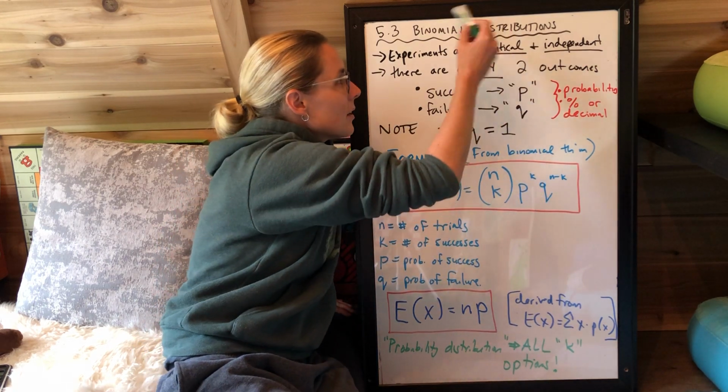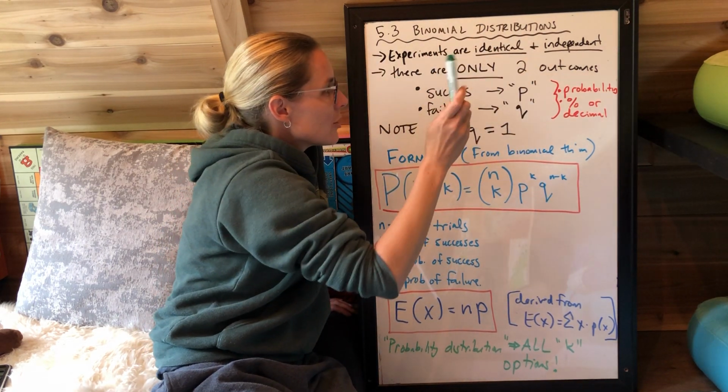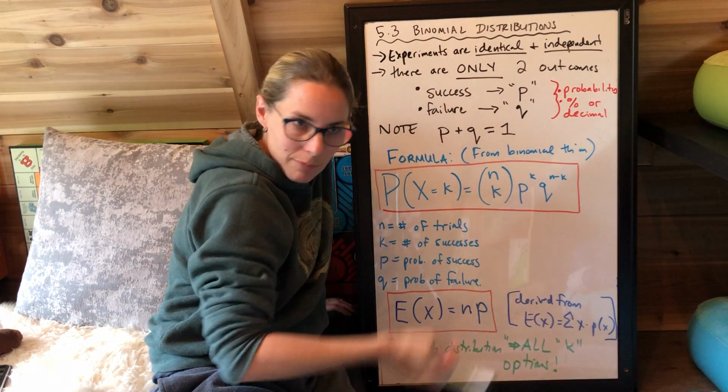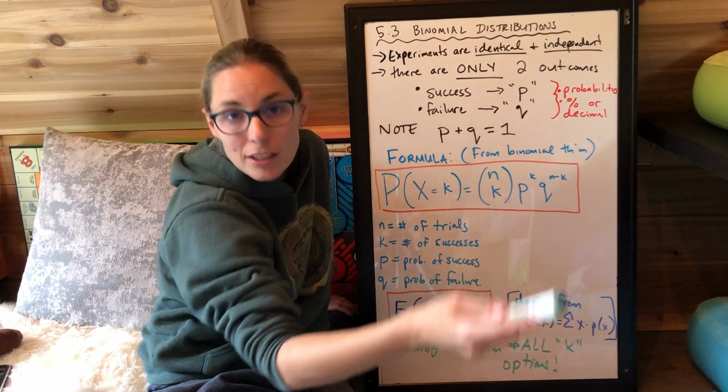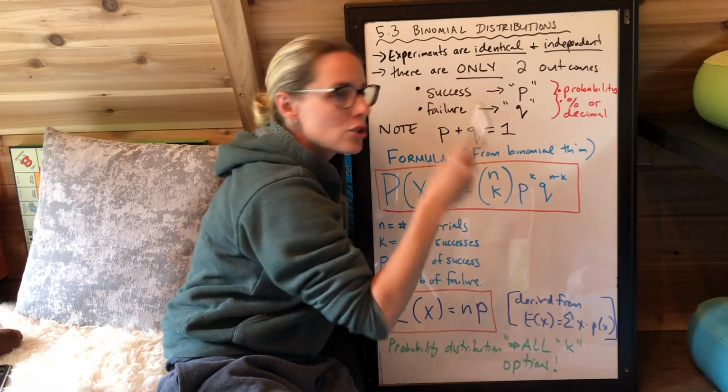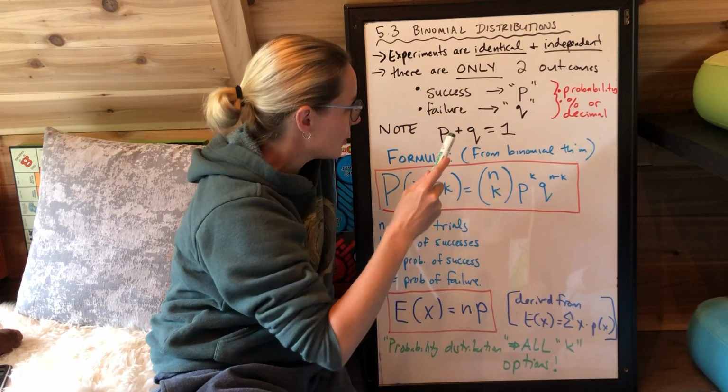Okay, so in a binomial distribution, things you need to know. Identical experiments, like same flipping coin, same flipping coin, same flipping coin. Independent, one does not affect a future one. And only 2 outcomes, success versus failure.